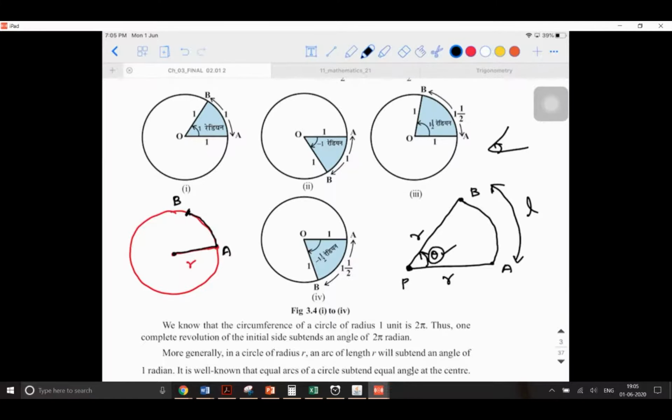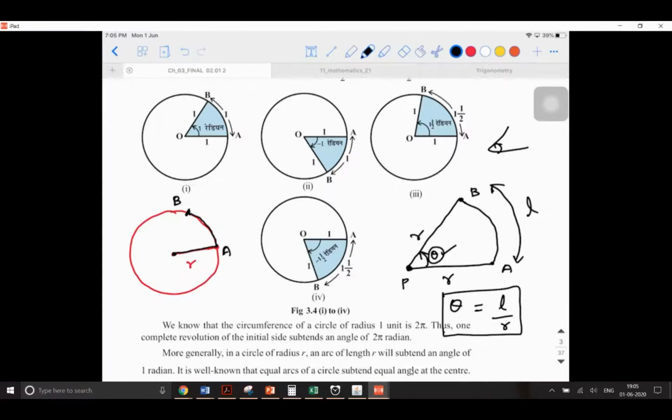I'm repeating it again. If you know a particular arc length for a given radius of the circle, meaning you should know the arc length that is drawn and the radius of the circle, and you divide the arc length by the radius, that is equal to an angle in terms of radians. Mathematically, we write it as theta is equal to L divided by R.